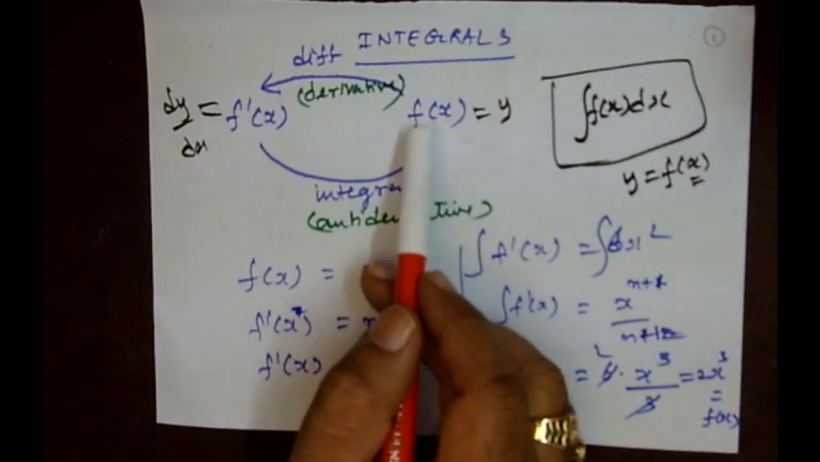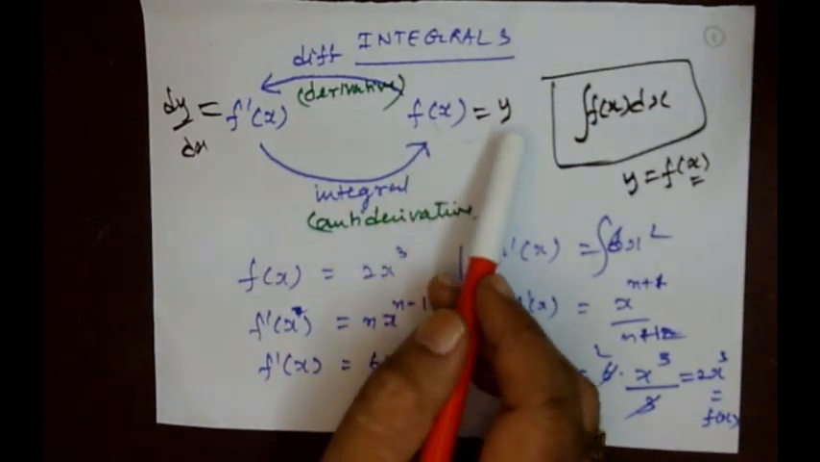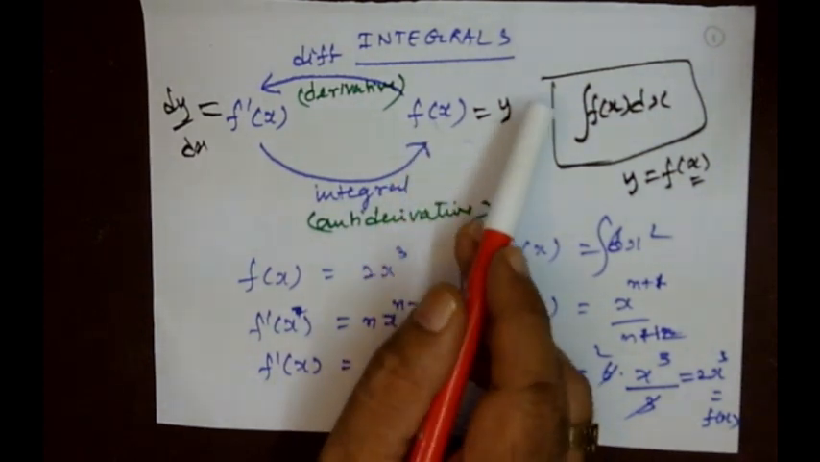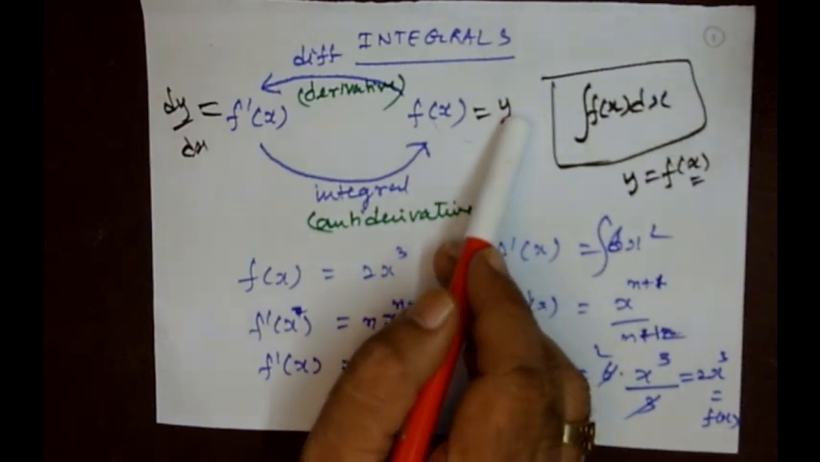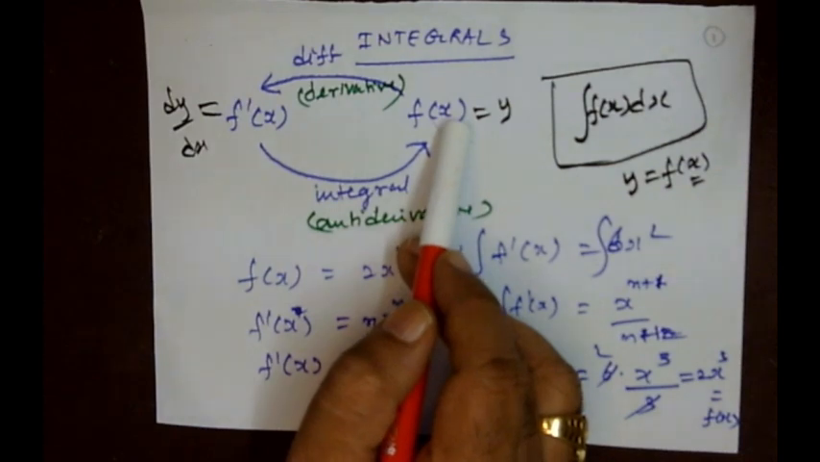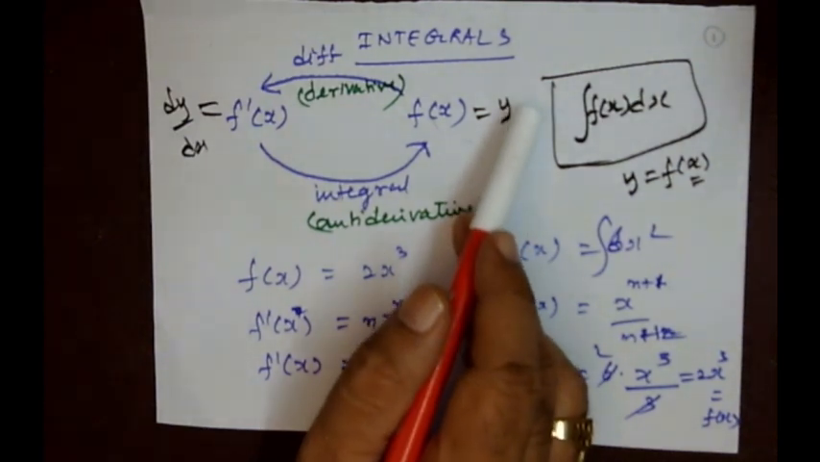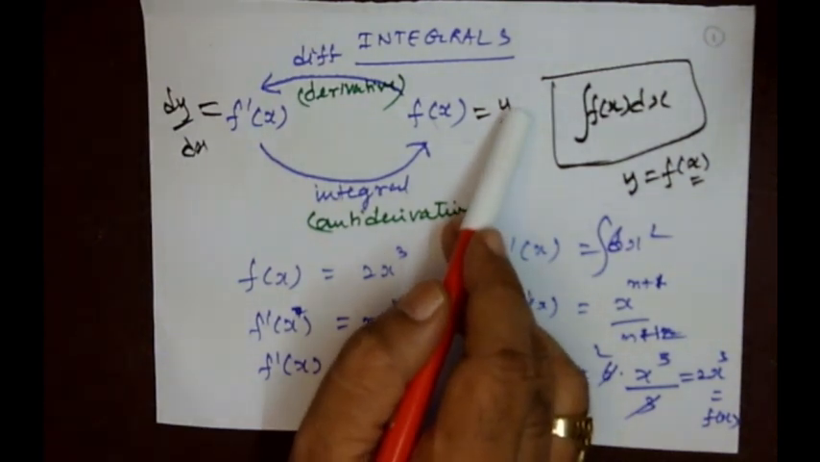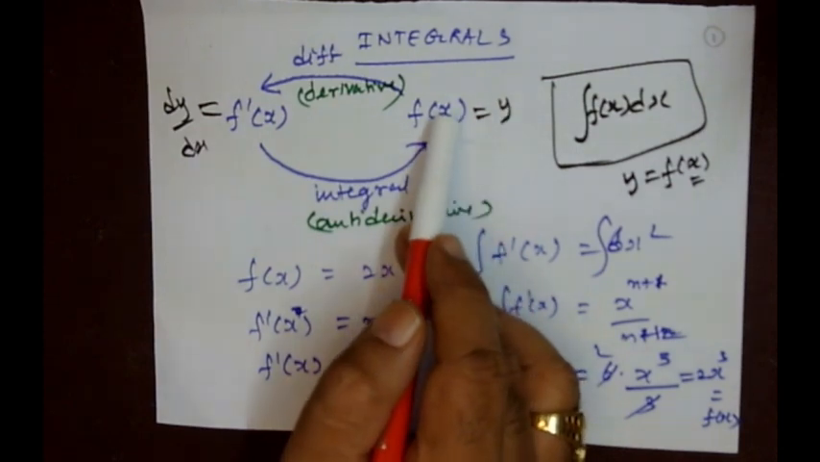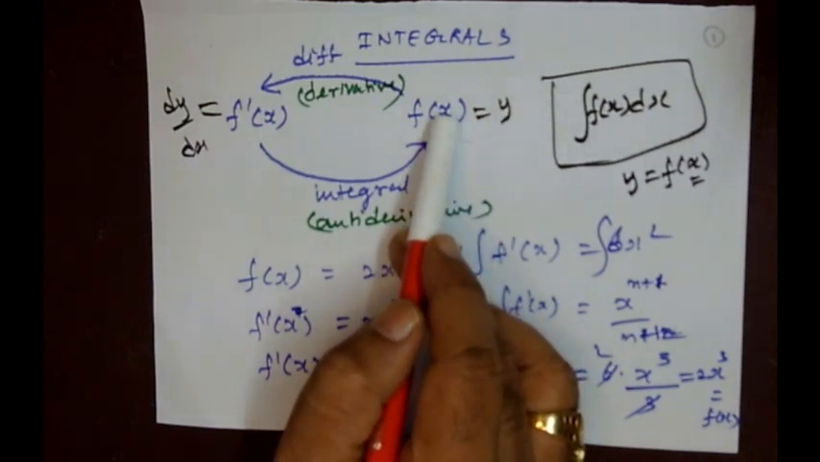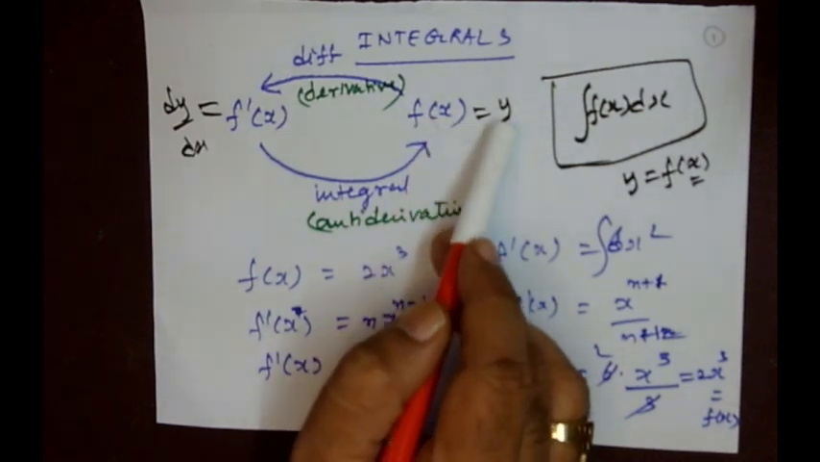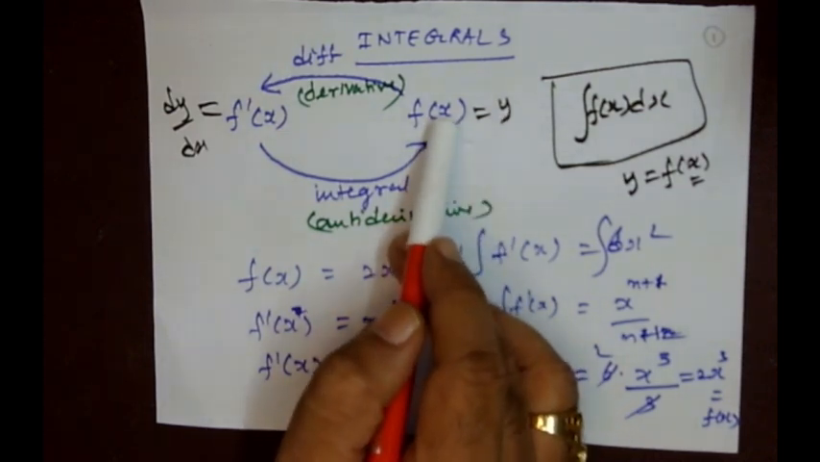See, f of x is equal to y. That is, y is the dependent variable, whereas x is the independent variable. Based on the input x, the y will vary. And that is why we call y a dependent variable and x an independent variable, x being the input and y the output. So y is equal to f of x is a function.